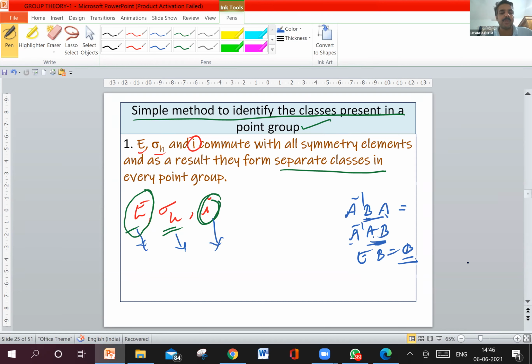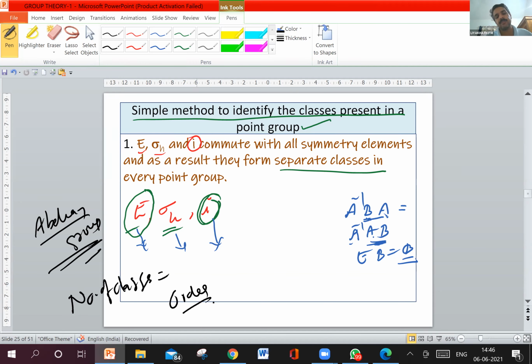Okay, that is why in an abelian group the number of classes is equal to the number of elements itself, because in an abelian group all the elements commute with each other, so each element forms a separate class. So the number of classes in an abelian group is equal to the order of the group, or the number of elements in the group.